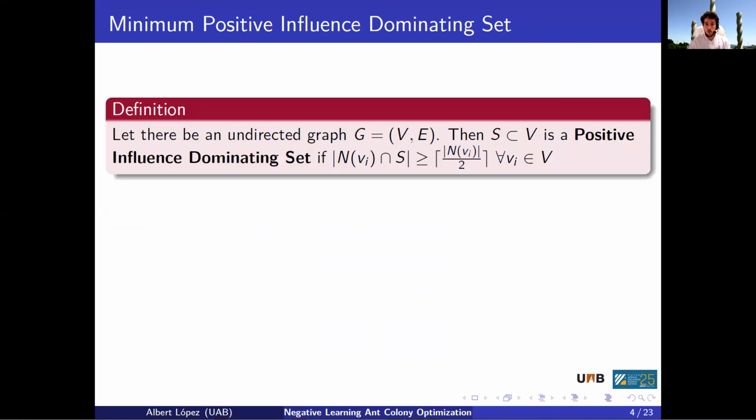So first off, we need to define what is a positive influence dominating set. It is a dominating set which also verifies that at least half of the neighbors of each vertex of a given graph are inside this set. This means that, unlike the dominating set problem, we don't count as covered a vertex which is in the subset of the solution. We will still need that at least half of its neighbors are inside the solution also.